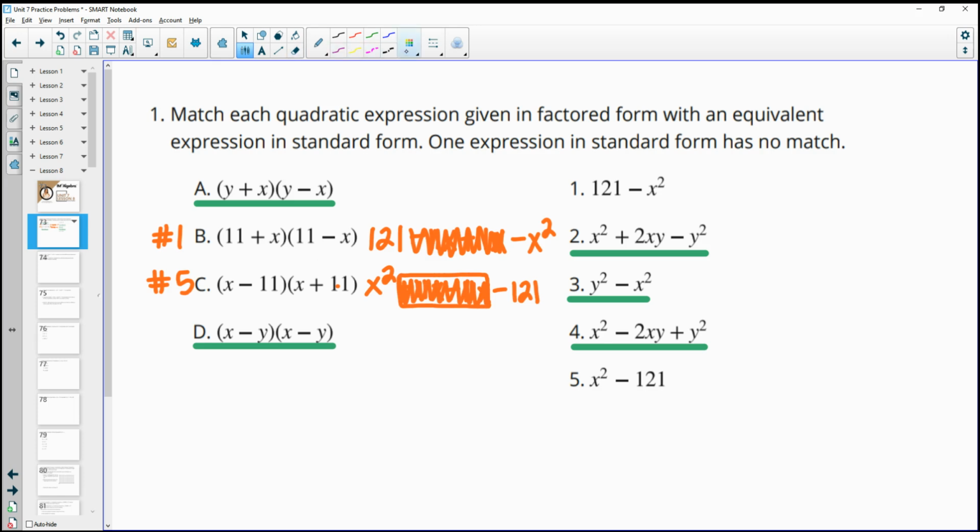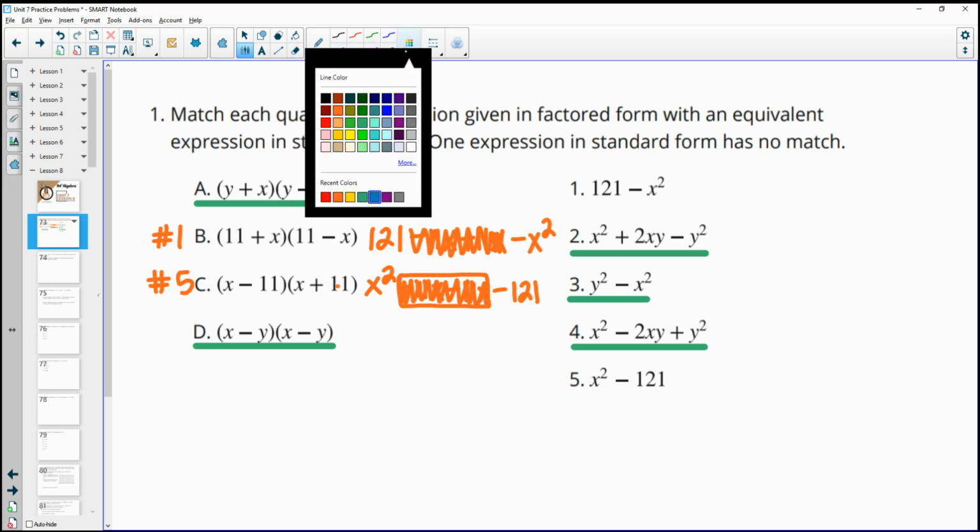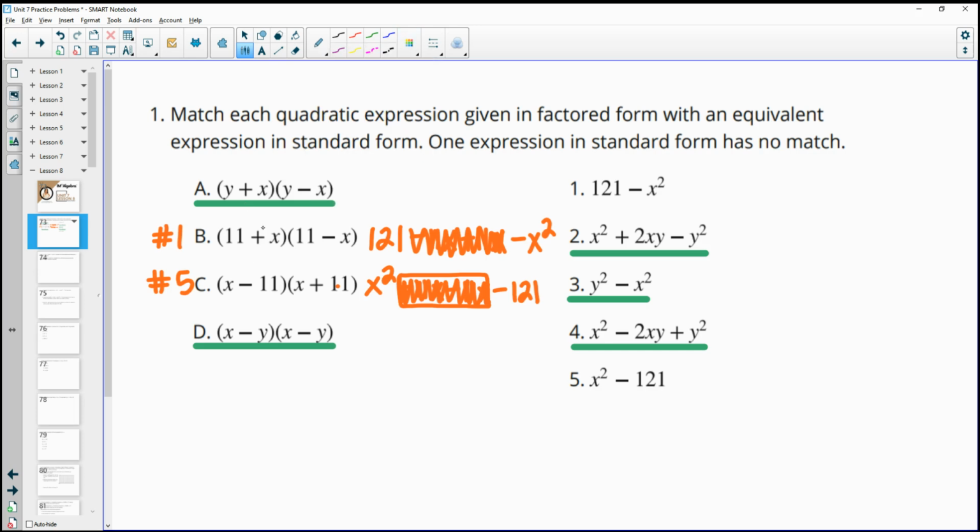Then you would maybe see that part A is a difference of squares as well. If you recognize that, then we know we're just going to end up with this y squared. The middle terms are going to drop out, and then we're going to get this x times negative x, which would give us negative x squared. So we'd have y squared minus x squared, which we see down here at number 3.